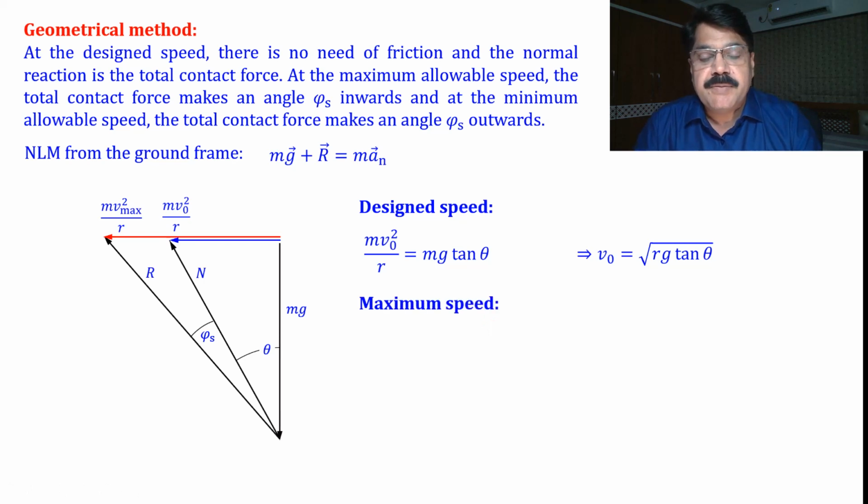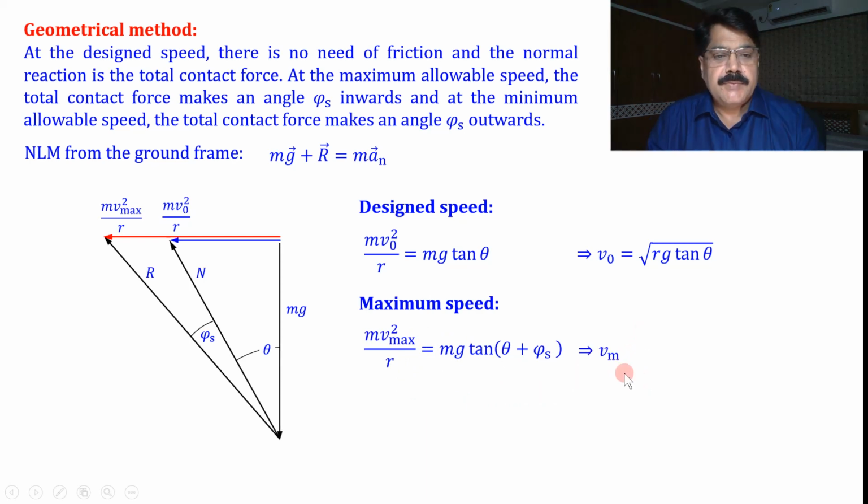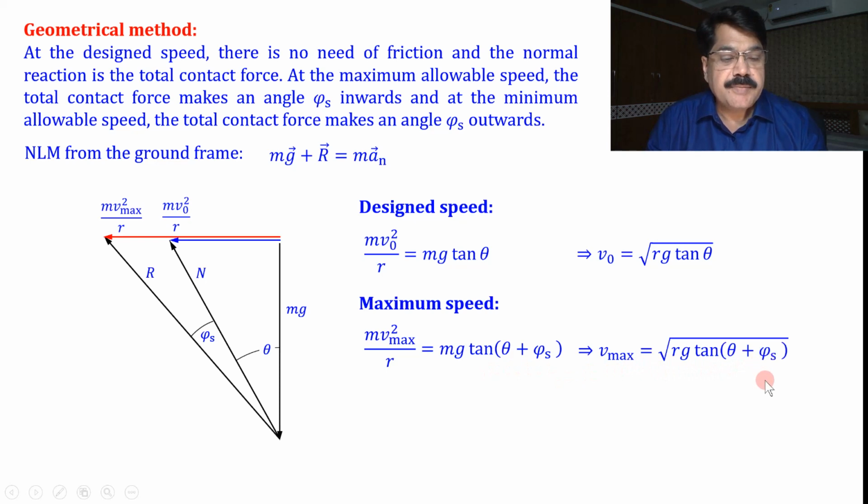We can obtain it without too much mathematical manipulation. So what is the maximum speed? m v max square by R is equal to mg tan of theta plus phi s, and by simple manipulation what you can write here is, v max is equal to root of g R tan of theta plus phi s.